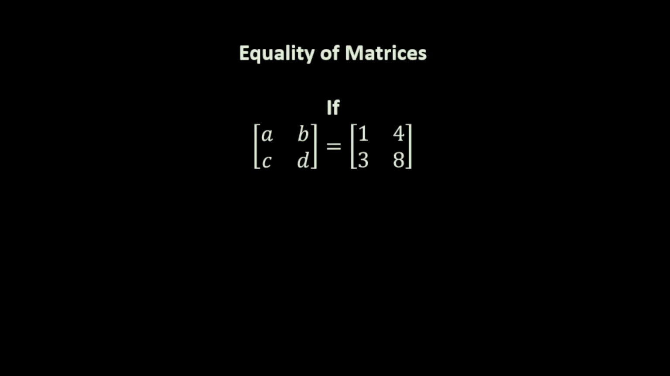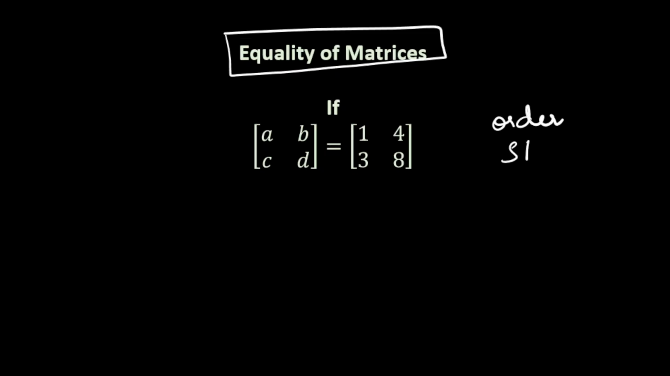Now, equality of matrices. Equality of matrices means: in which case are two matrices equal, and how do we equate them? First of all, if they are equal, their order should be the same. If matrices are equal, their order should be the same.